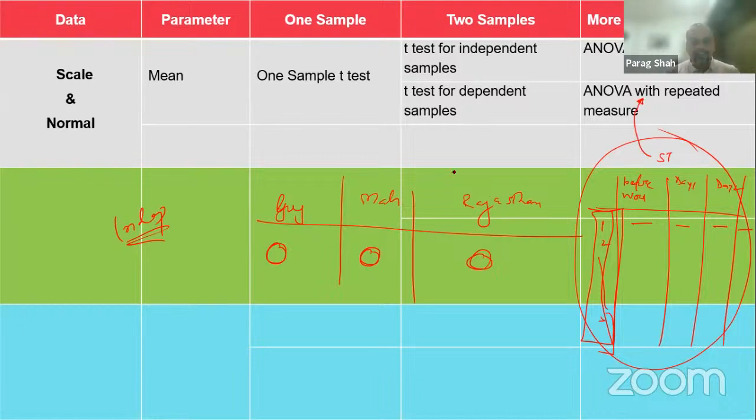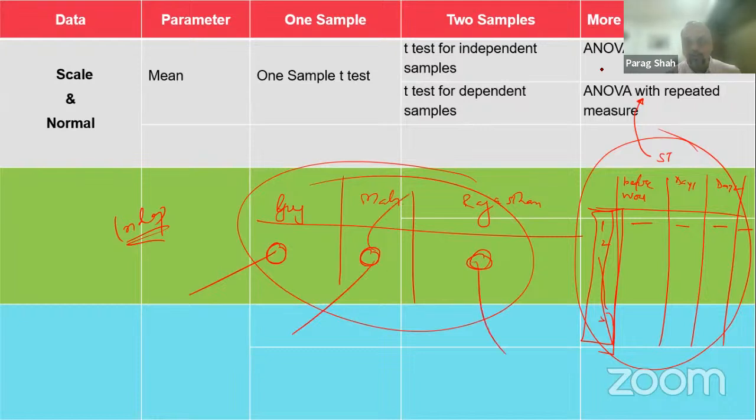Here they are independent. Units are different. The number of fatal accidents in Gujarat, number in Maharashtra, average number in Rajasthan, they are different. So we have to go for ANOVA. Okay, more than two variables, ANOVA. Yeah, that's true. More than two samples, not variables. More than two samples that you take, then you have to go for ANOVA.